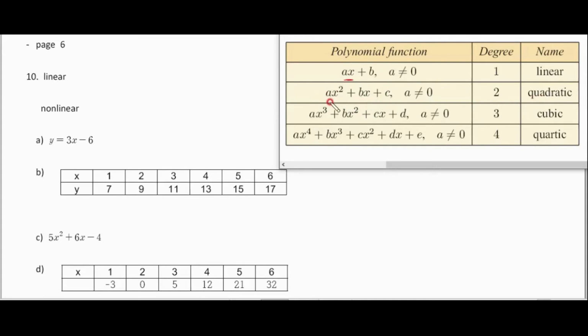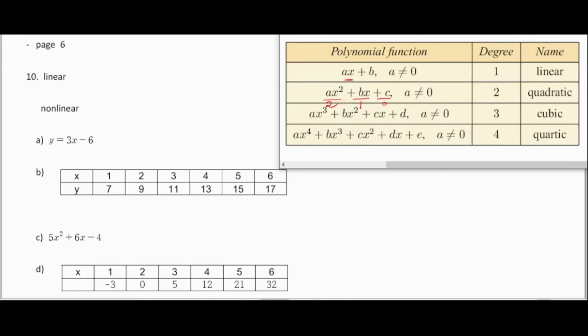When I look at this, it has ax squared, so degree 2. The bx term is linear, and c is a constant. So even though there is a linear term, we call this quadratic because we want the biggest one, the degree 2 right here.